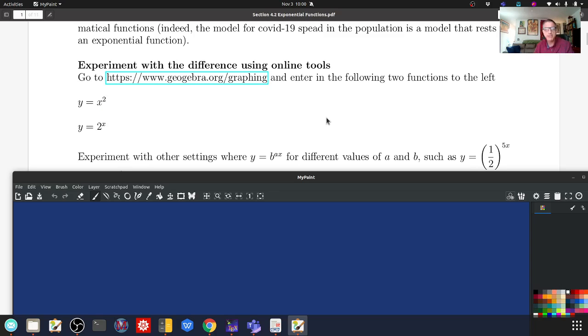So let's do some experiments. Let's compare two types of functions. Remember, y is going to be f of x. So we're going to explore f of x is equal to x squared. You already should be able to picture that in your mind. That's a parabolic function. But now we're going to flip things. Let's do y is equal to 2 raised to the x.